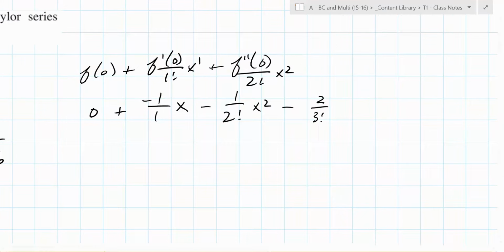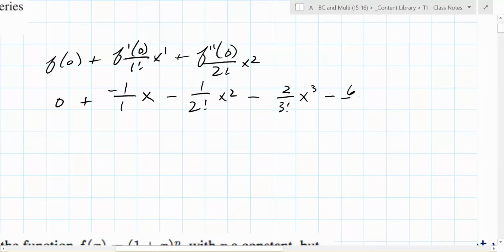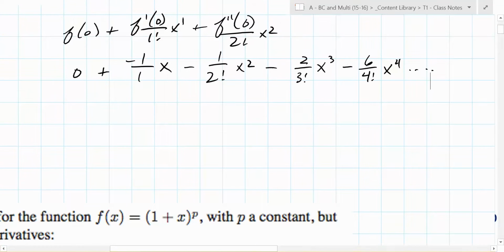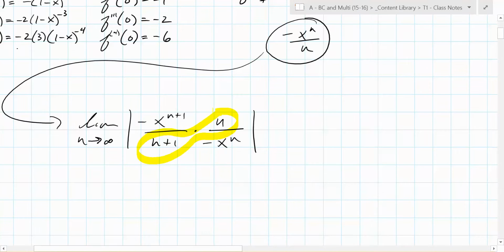Then minus, then what? Is that correct? Are we doing okay so far? Okay. So what's the general term going to be? As n goes to infinity, what happens to this right here? What does that go to? 1. That goes to 1, right? So what do you end up with?